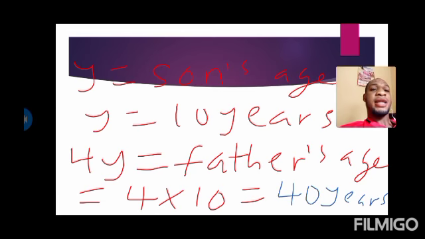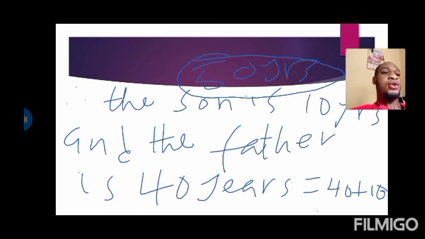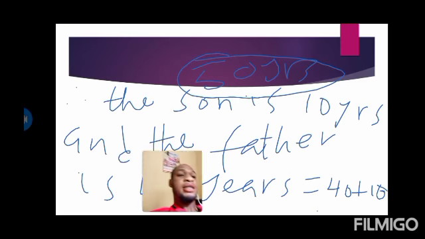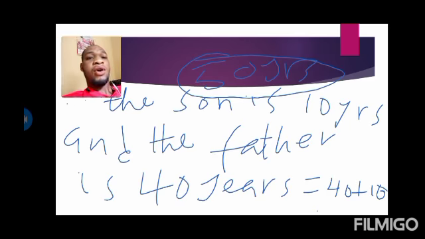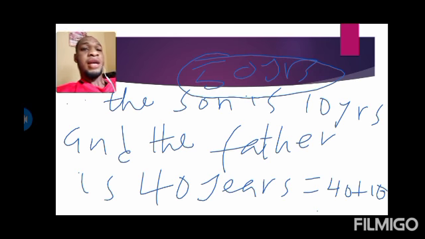With that, now y is equal to the son's age, so y is equal to 10 years. That is, the son is 10 years. 4y is the father's age. Therefore, 4 times 10 is 40 years. So with that, we now agree that the son is 10 years and the father is 40 years old. The sum of their ages is 50. I believe that is very, very clear.